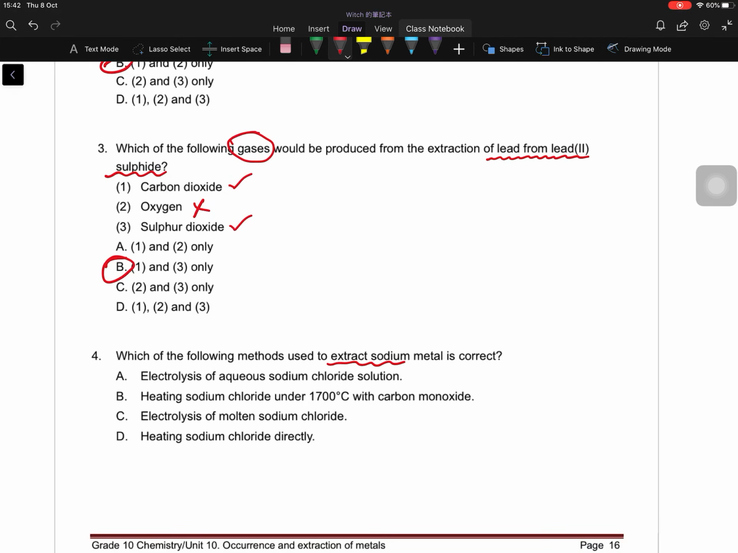Finally, which extraction of sodium is correct? B, D, no. Only A and C look correct, but the difference is one is aqueous solution, one is molten. So our answer should be C, molten. Aqueous solution doesn't work.